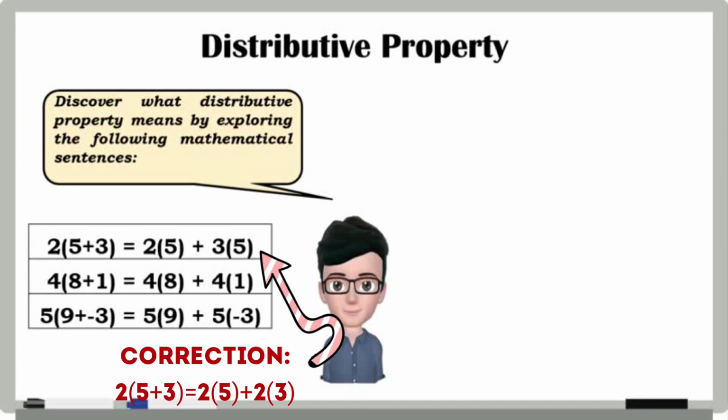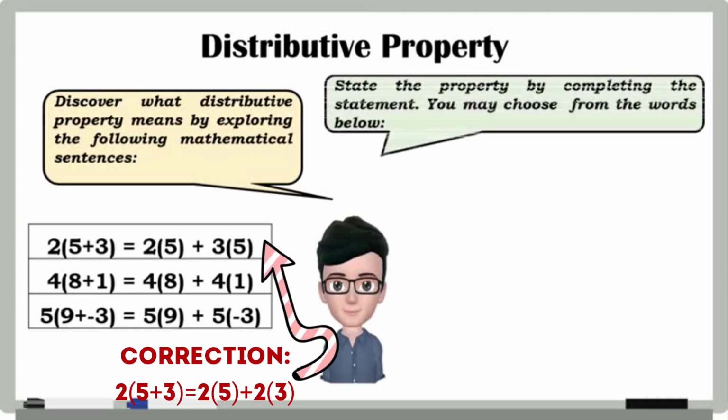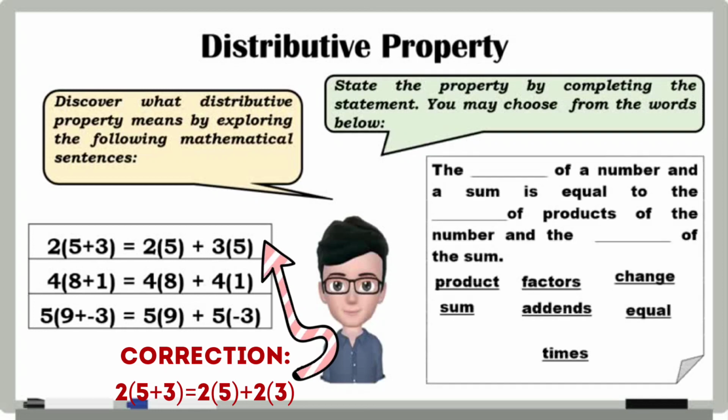2 times the quantity of 5 plus 3 is equal to 2 times 5 plus 2 times 3. 4 times the quantity of 8 plus 1 is equal to 4 times 8 plus 4 times 1. 5 times the quantity of 9 plus negative 3 is equal to 5 times 9 plus 5 times negative 3. Okay, good. Now, based on the given, I want you to state what the distributive property is by completing the statement. You may choose from the words below.